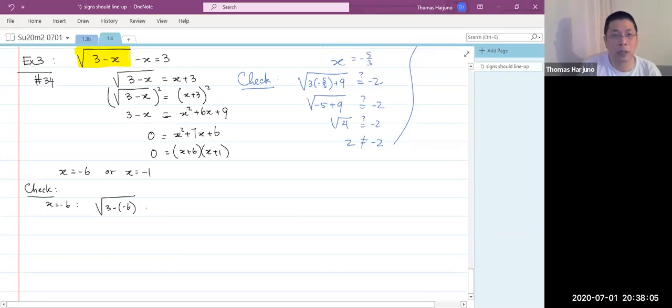So it will be minus -6. Is it equal to 3? Square root of 9 plus 6. Is it equal to 3? 3 plus 6, is it equal to 3? The answer is no.